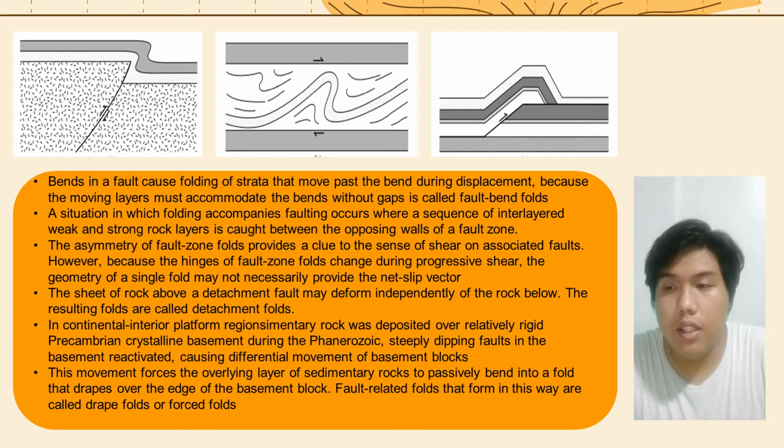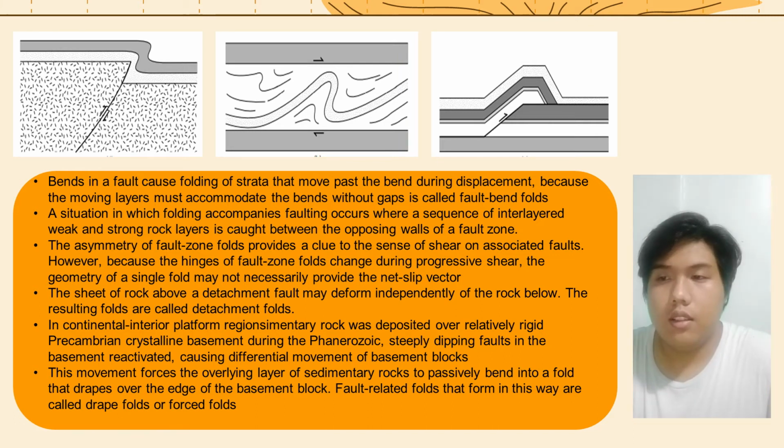You can define its direction if measured as slip lineation on a fault surface, but if such lineations are not present, you may be able to obtain this information by measuring numerous faults with a range of hinge strengths using a technique called the Hansen slip-line method. The sheet of rock above a detachment fault may deform independently of the rock below. The resulting faults are called detachment faults.